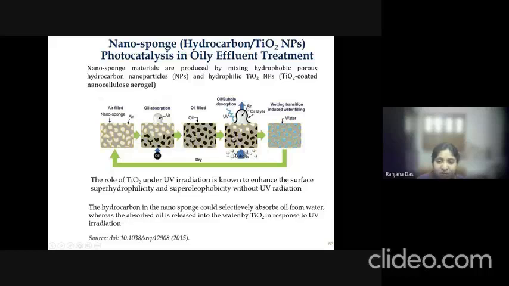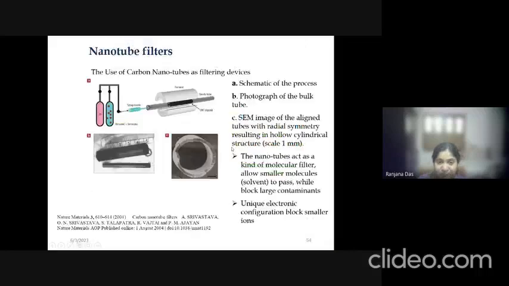After the oil is separated, all the sponge pores are now filled with water. So oil and water are now separated. Now you remove the water, you dry this, and you can regenerate it for multiple uses. In this way, the nano sponge design can be used for hydrocarbon separation from the oil phase. That is hydrocarbon and oil phase separation. This is the nano sponge concept.